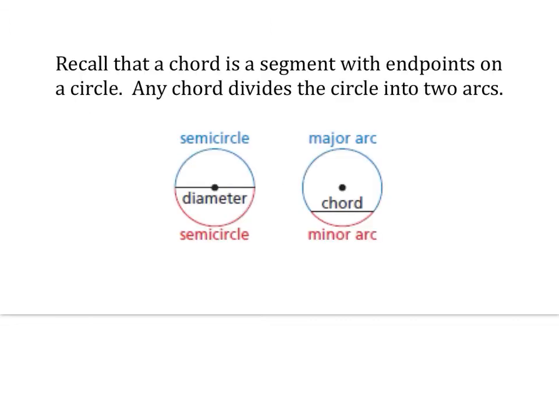So a couple things we need to recall. A chord is a segment with endpoints on a circle. So any chord is going to divide the circle into two arcs. Here we have two examples. Our first example, the diameter, it's always a chord, and you can see that it splits the circle into two different arcs, which happen to be semicircles. This chord divides the circle into a minor arc and a major arc.